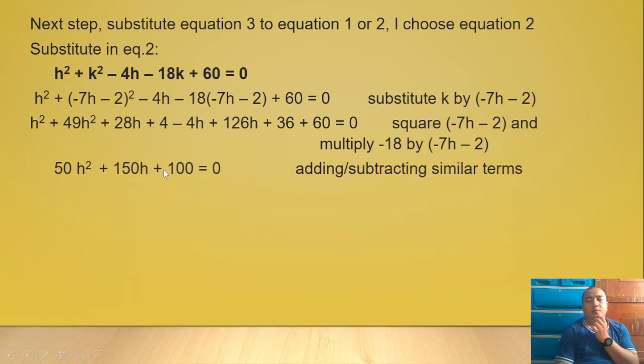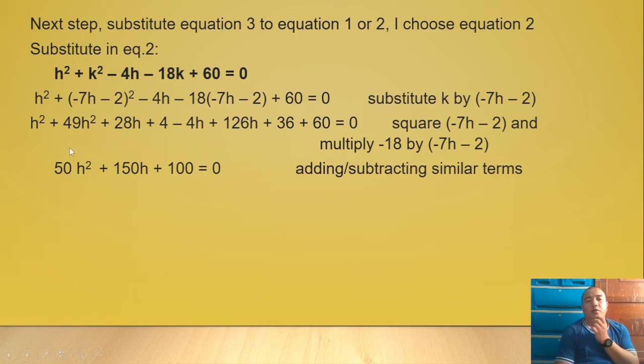Then next, add or subtract similar terms. h squared plus 49h squared is 50h squared. 28h minus 4h, 24h plus 126h is 150h. Then the constants 4 plus 36 plus 60 is 100 equals 0.